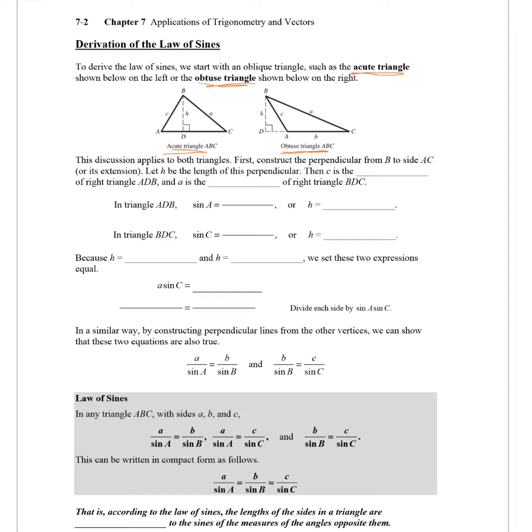First, construct the perpendicular from B to side AC. So you see how that is the height of the triangle, so that's H. Let H be the length of this perpendicular. Then, if we look at triangle ADB, do you see how C is the hypotenuse of it? And that's in both triangles. And A is the hypotenuse of the right triangle BDC.